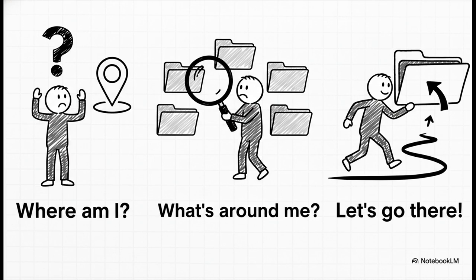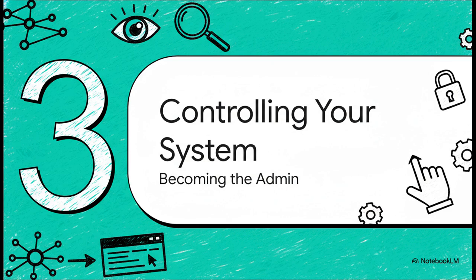A really easy way to remember these is to just frame them as simple questions and actions. PWD is basically asking, where am I? LS is asking, what's around me? And CD is you deciding, okay, let's go there. It makes the whole thing feel way more intuitive, right? So now we know how to move around. Let's take it up a notch.